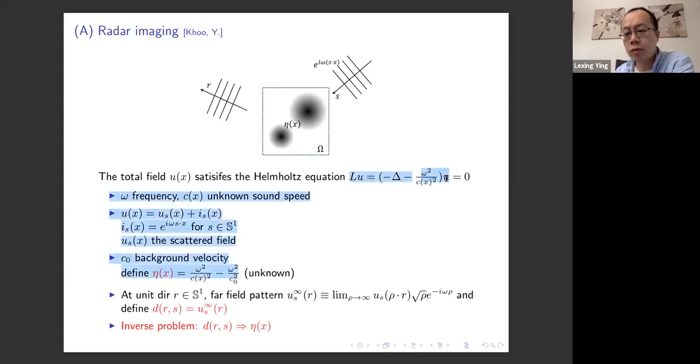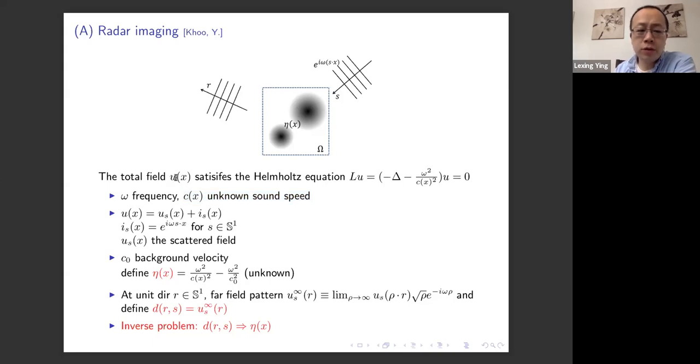For those of you who work with imaging, this should be quite familiar. This is really the Laplacian operator minus omega squared over c squared. Omega is the time frequency, the frequency of the incoming wave that you send into your unknown domain. And c(x) is the unknown sound speed that we're trying to recover.